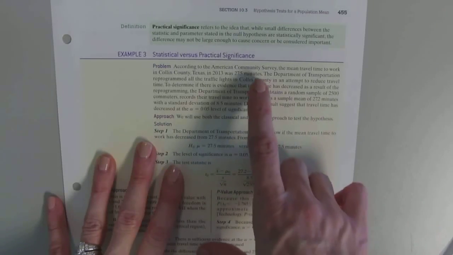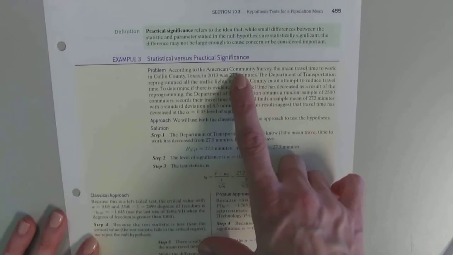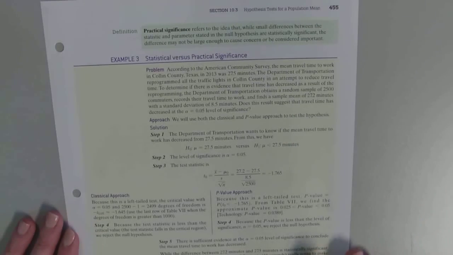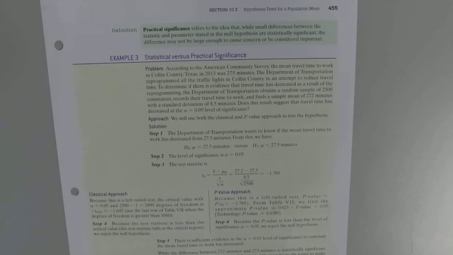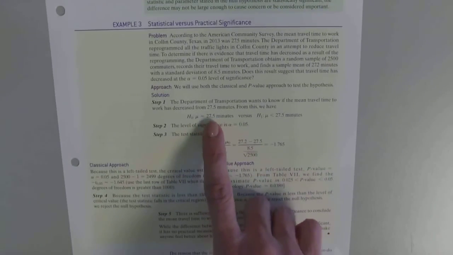So basically, guys, is 27.2 minutes that big of a difference from 27.5? It's 0.3 minutes. That's like a third of a minute. What is that, 20 seconds? Does that seem like a big deal to you? Not really, right? But you'll see that when they do the math, it's statistically significant.